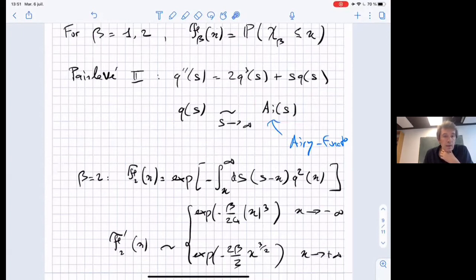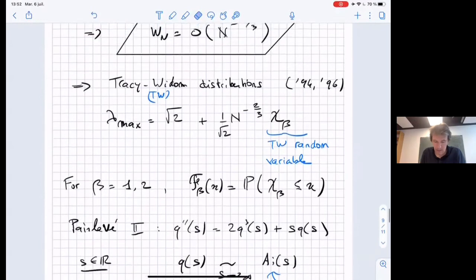And S is on the real line? Because you specify more than one point. You really specify the full behavior of Q of S, the full asymptotic behavior. The domain is the full real axis. Once you specify the value there, it also specifies the value at S equals minus infinity. For beta equal one, there is a very similar expression, a bit more complicated. I see. Thank you.